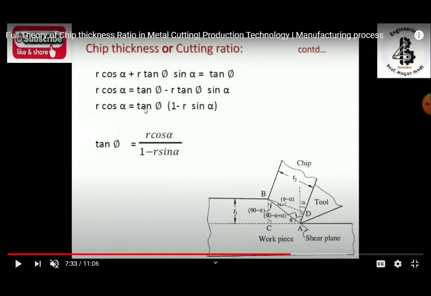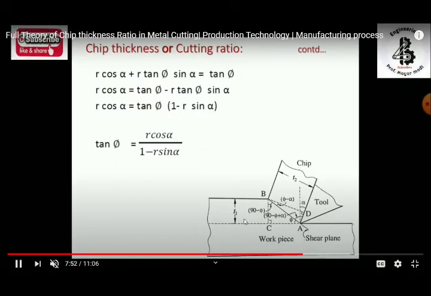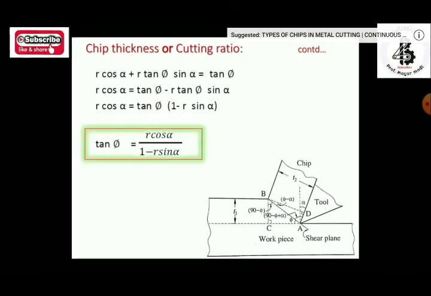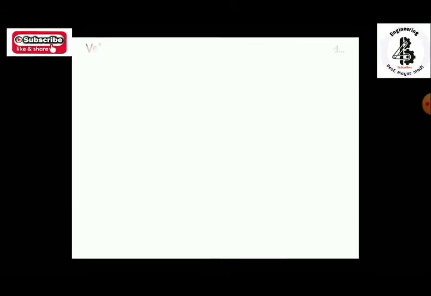Here, r cos alpha and tan phi. Then what is the formula of shear angle? tan phi is equal to r cos alpha divided by (1 minus r sin alpha). This formula is called the shear angle formula. What is the shear angle? The shear angle can be determined by measuring the chip thickness, depth of cut and rake angle of the tool. This can be most conveniently understood with the help of problems determining the shear angles.